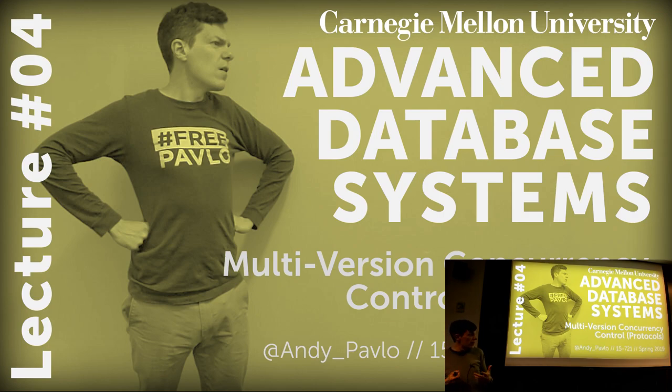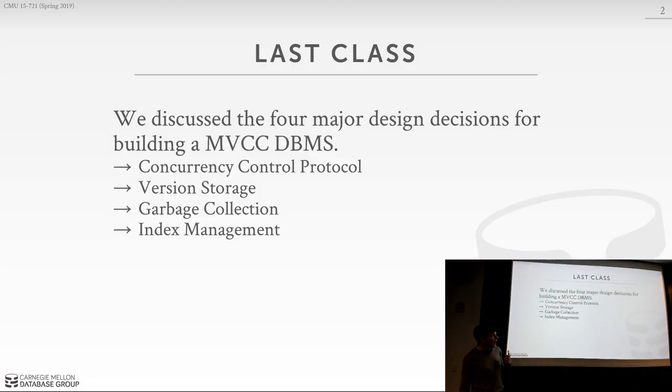So this is the second lecture now in our three-part series on MVCC. Last class, we spent time talking about the four major design decisions based on the paper that we covered. Concurrency protocol, how do you actually coordinate transactions. Version storage, where do you maintain the information about the new physical versions you create. Garbage collection, how do you clean them up. And index management. And as I said, for today's lecture, we're going to focus on the first one in a bit more detail. And then on Wednesday's class, we'll discuss garbage collection in more detail.